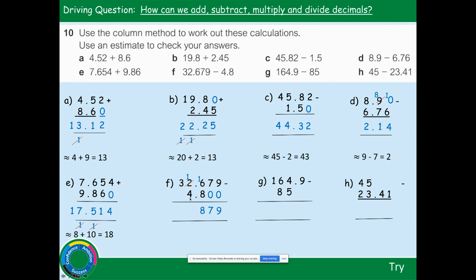1 subtract 4. I can't do that. So let's come and use one of these from the 3. Take away 1 is 2. And we put the 1 here. So now we've got 11 subtract 4. We can do that now, which is 7. And 2 subtract nothing is 2. Roughly 33 take away 5, which is 28. And that's pretty close.